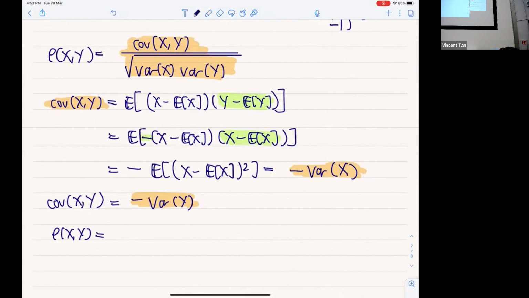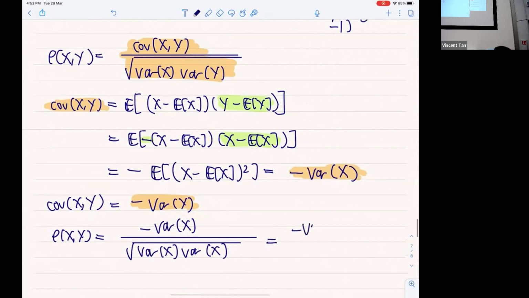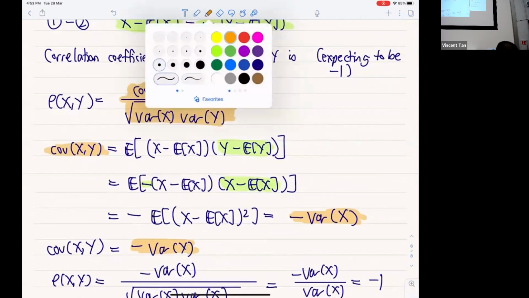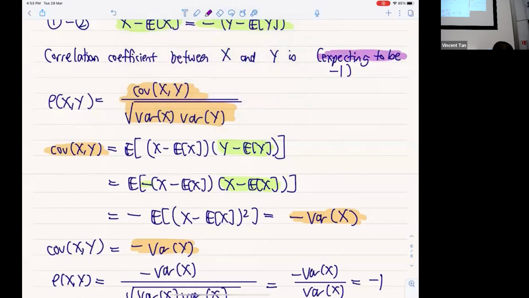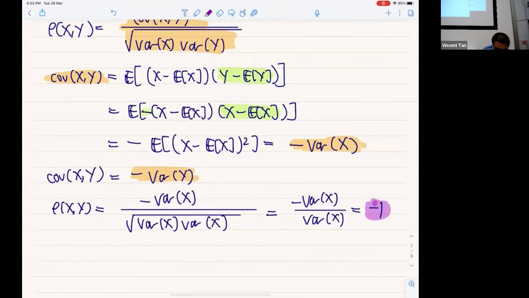So let's plug in minus variance of x divided by... Variance of x is the same as variance of y because both of them are equal to the covariance. So I can put variance of x here. But in the bottom, we have the square and square root. So you have variance of x divided by variance of x, and this gives minus 1, as what we expected. We were expecting it to be -1, and so what we get is -1 as desired.